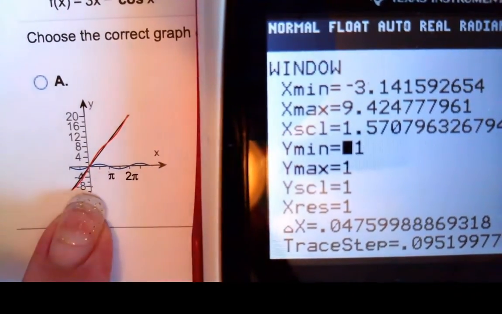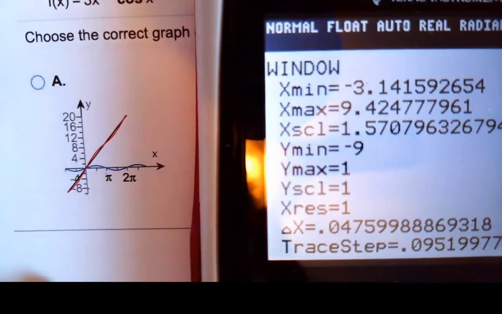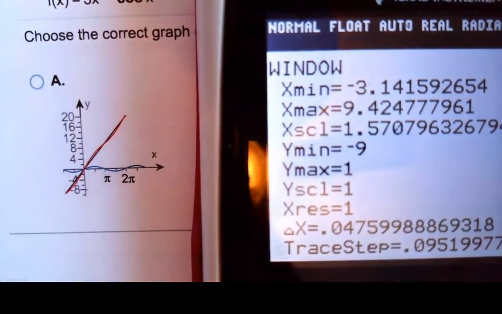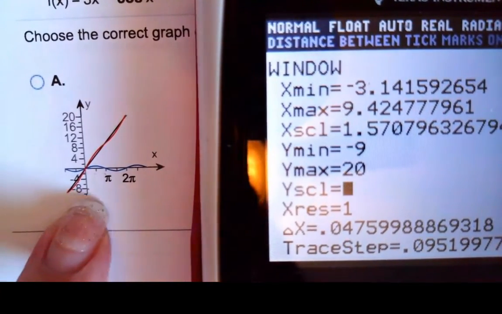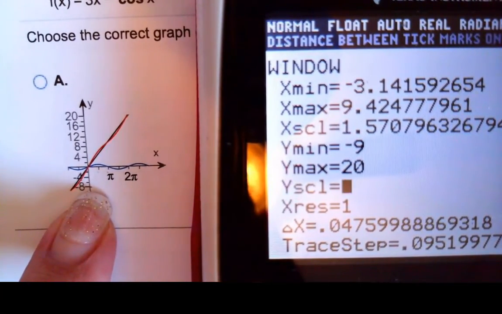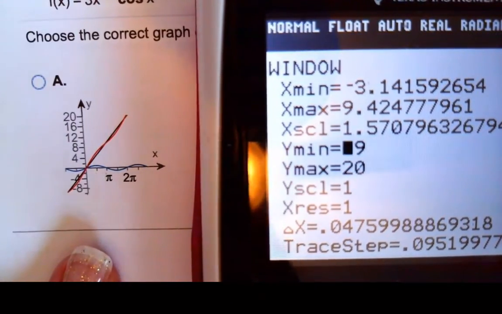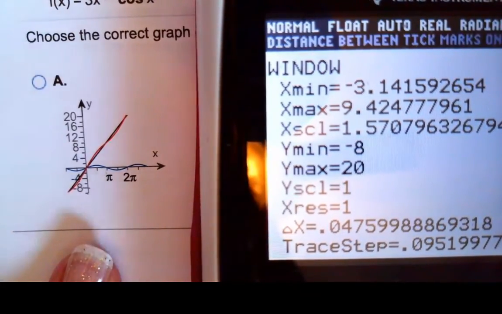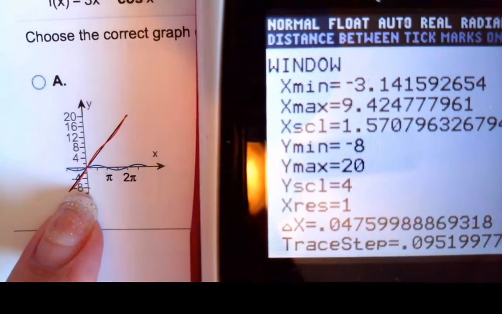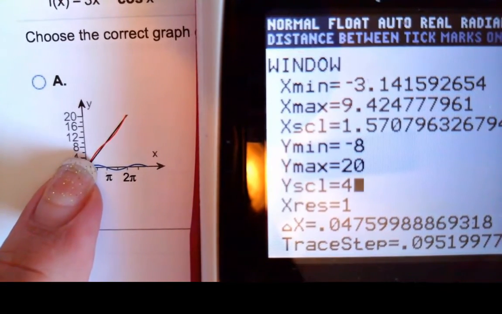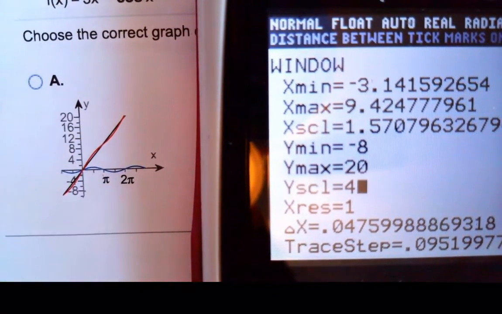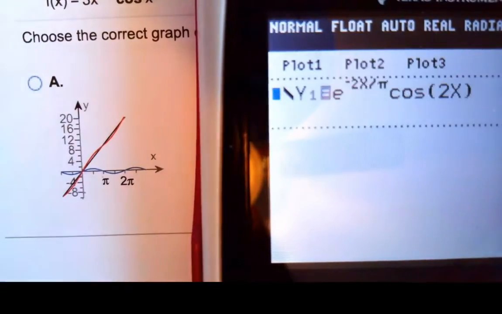And then what's my y min? Well, it looks like my y min is about -9. My y max is 20. And then what are my increments? I'm going in 4s. So if my scale can be 4, actually, let's just change this to -8 just to make it a little bit easier. So my scales are in 4. I'm going to go from -8 to -4 to 0, 4, 8, 12, 16, 20. Okay. And then go to your y equals.